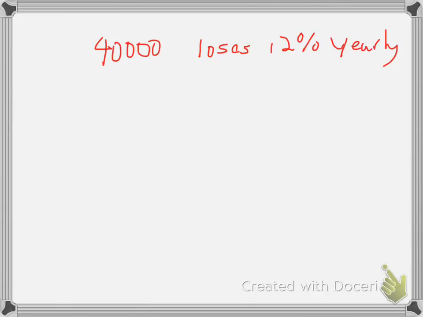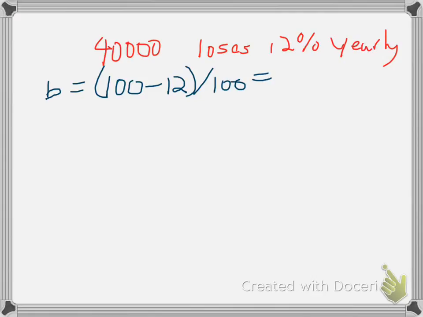So let's start by finding that multiplier. The multiplier is going to be B, of course. And we're going to do 100 minus 12 because we lose 12% of the value. Parentheses, then divided by 100 to get our multiplier. 100 minus 12, that would be 0.88. You can do that in your head or you can stick it in your calculator. So we know our multiplier.